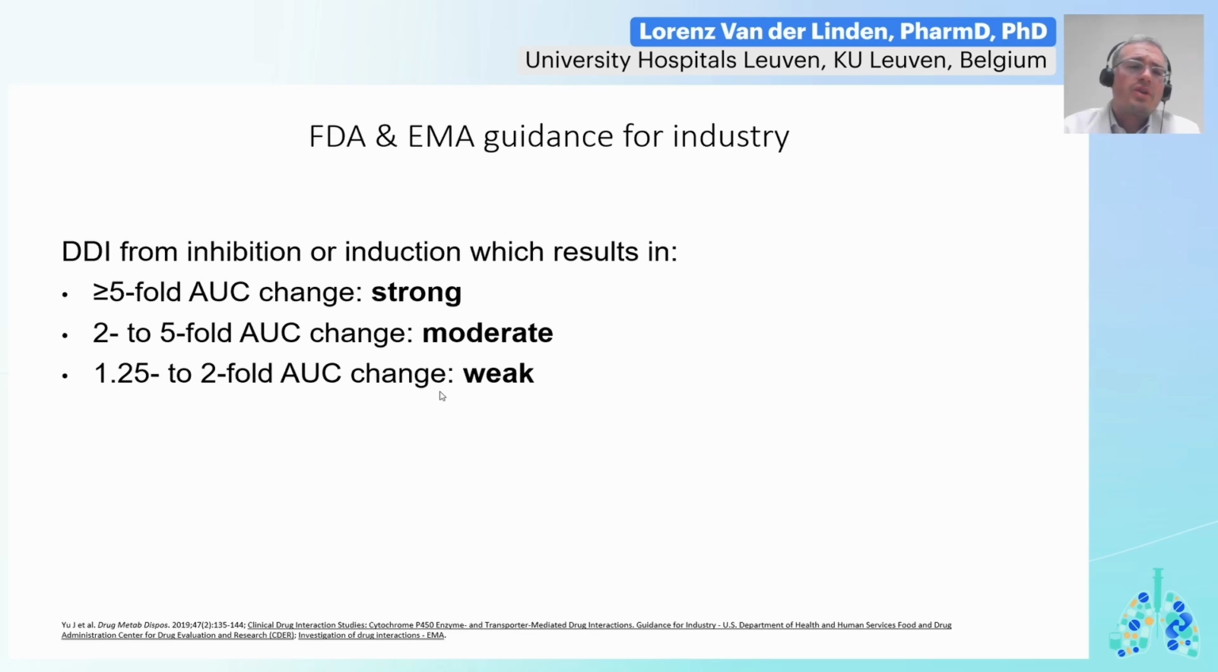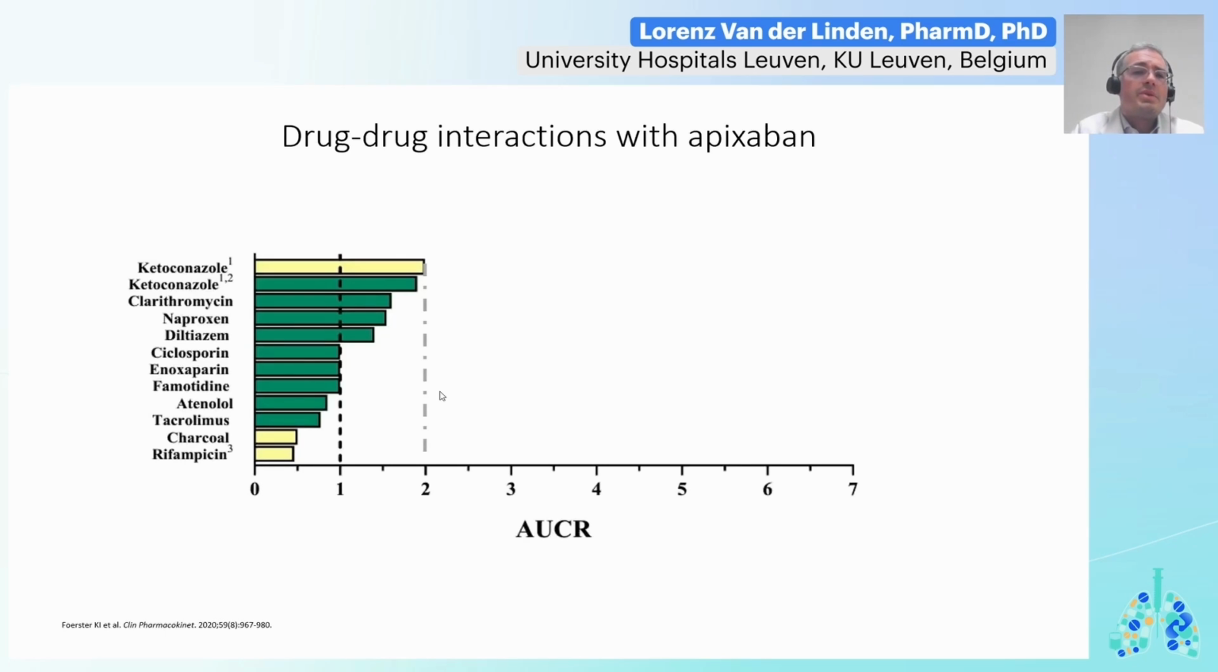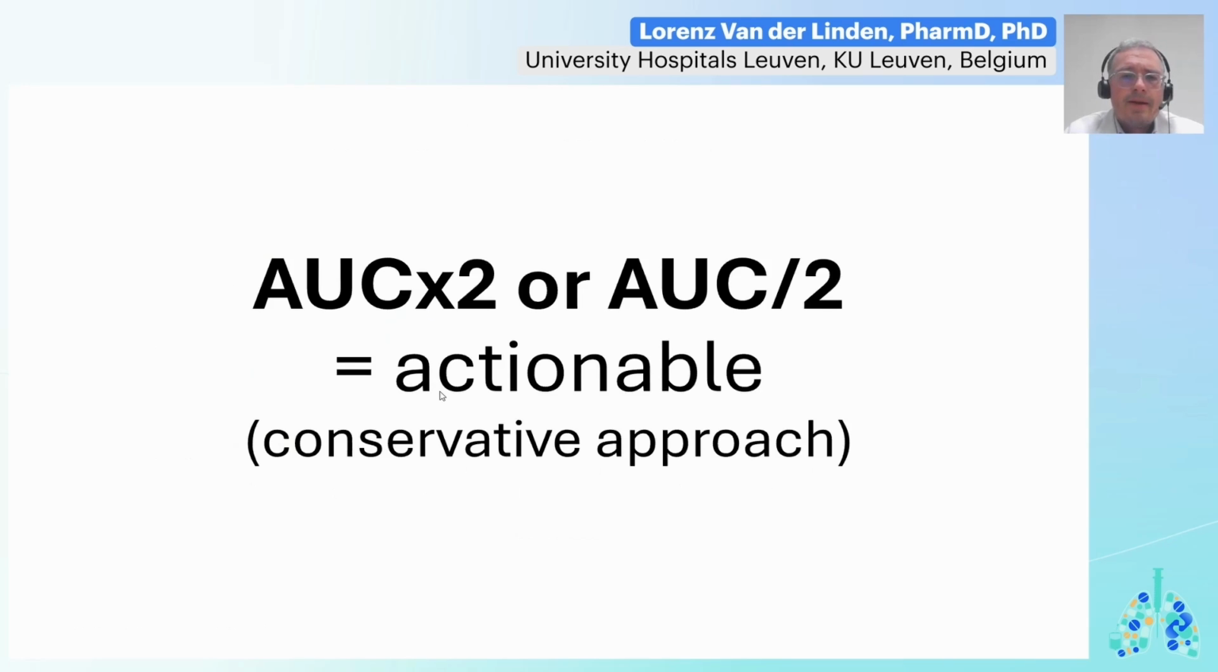And they consider a drug-drug interaction strong in the case that it confers more than a 5-fold change of the area under the curve, moderate in case of a 2 to 5-fold change, and weak if it's less than 2-fold. For example, here we see a graph of apixaban exposure. On the x-axis, you can see the AUC ratio of apixaban taken together with a specific agent versus apixaban alone. And the one above is ketoconazole, which doubles the AUC of apixaban and is relevant. And this is rather a conservative approach, or a simple, very straightforward, not really nuanced approach.